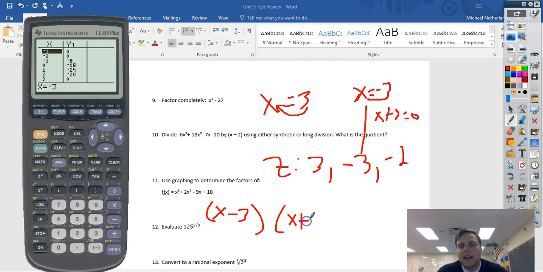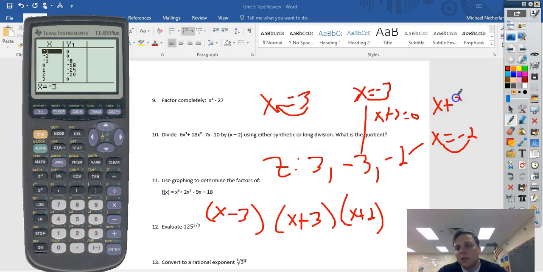As well as x plus 2. We got x plus 2 from the negative 2. Same idea. At some point in time, I had something where x equaled negative 2, so if I move it back over, it's x plus 2 equals 0. Okay? All right, number 12.